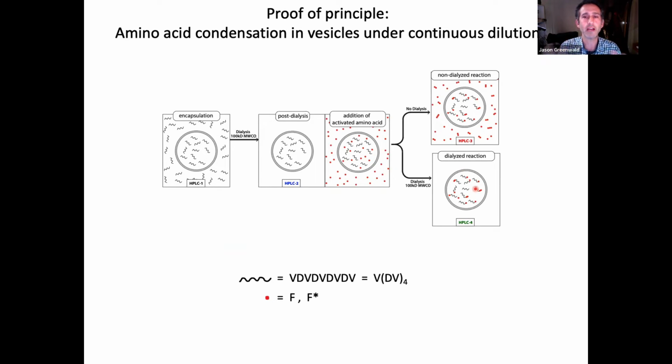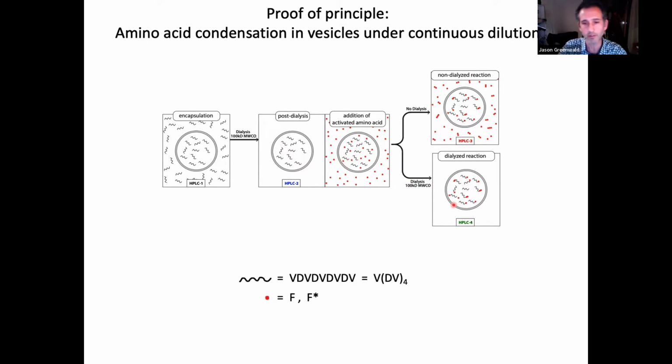So here's the outline of a few experiments I want to show. We start with encapsulating something or not. In this case, the squiggly line represents this peptide. It's a soluble peptide at neutral pH, valine, aspartic acid, repeat. And then we dialyze these vesicles that have the peptide inside and outside, and we keep just the peptide on the inside. We add activated amino acid to the outside, represented by these red dots, in this case, phenylalanine, because it has a nice signal by HPLC. And then we either dialyze or not dialyze and look at these reactions later.